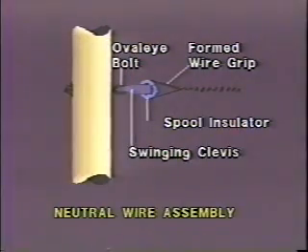The neutral wire is attached to the spool insulator in the swinging clevis with a formed wire grip. The clevis assembly is joined to the pole with an oval eye bolt.